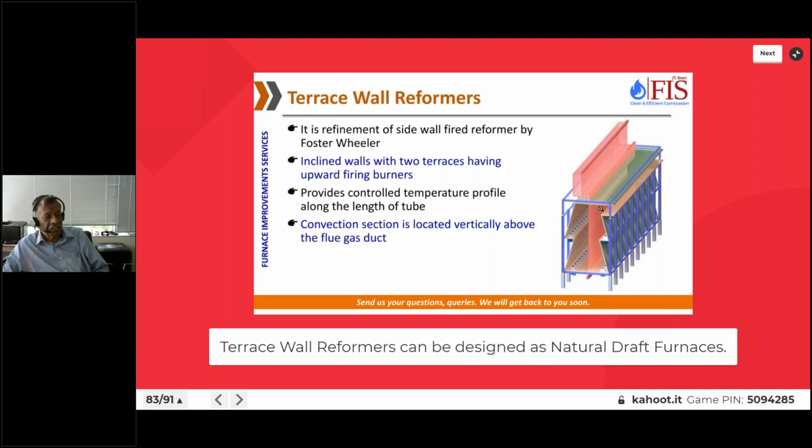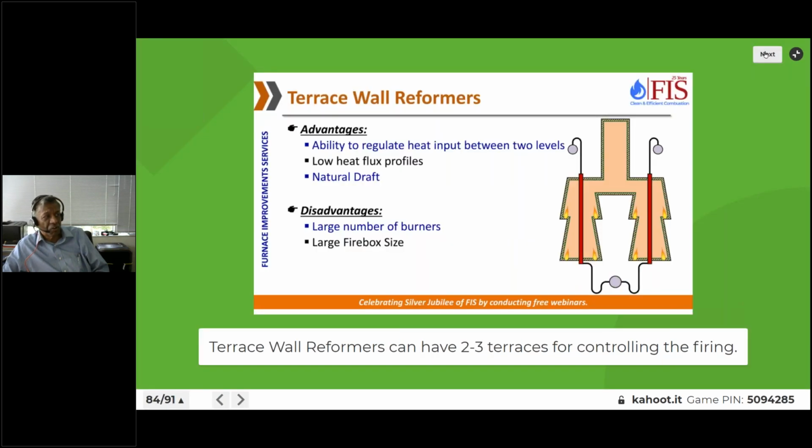And these things can be natural draft. They can have convection section on the top. So there are some advantages of terrace wall reformer. We can have the convection here, and then we have the stack on the top. I mean, the largest reformer in the world, which I worked on several years ago for methanol, had 1800 tubes, was a terrace wall design. So you can make these.